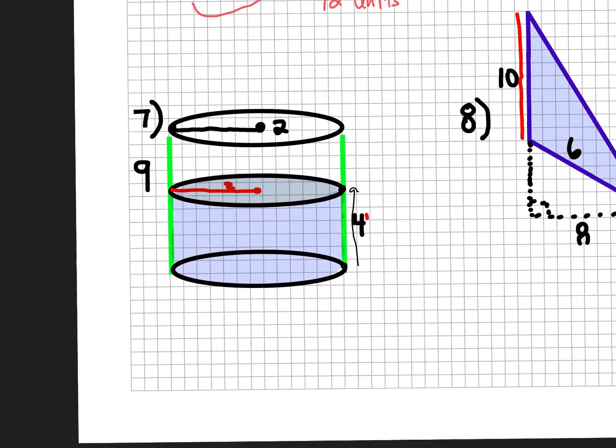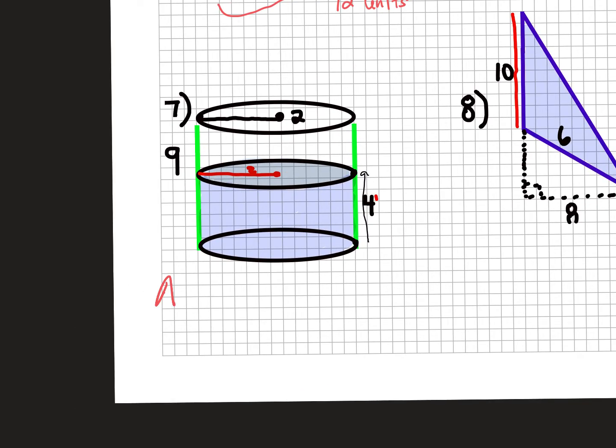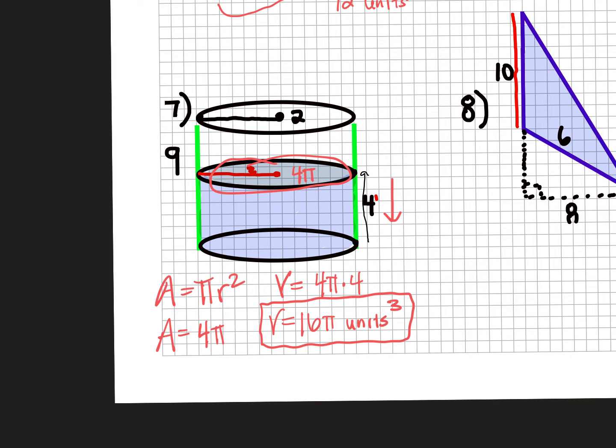All right, number 7, we have to find the area of the circle. Area equals pi r squared. We're finding this area of that circle right there. And the radius is 2, so 2 squared is 4 pi. So that circle has an area of 4 pi, and we have to stretch it downwards 4. So the volume for that 3D space is 4 pi stretched by the 4. So now we're at 16 pi units cubed. That's the 11th grade answer. You show me the 8th grade answer.